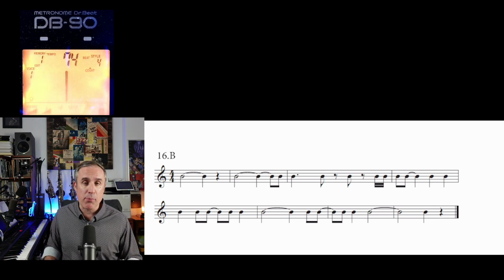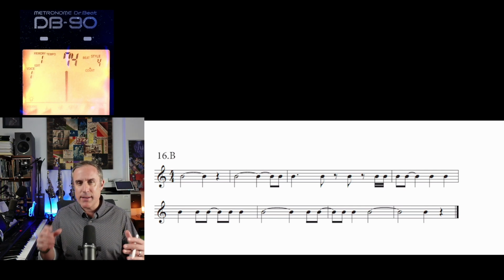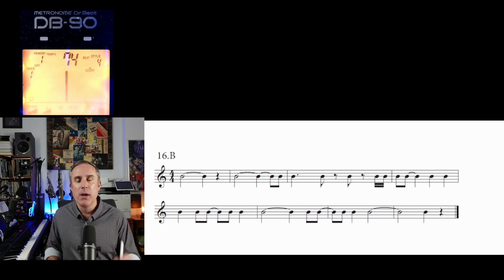I had to sneak a couple breaths in there, as you heard. There were some rests, but towards the end on that second line, I had to sneak some breaths in while trying my best to maintain the integrity of the rhythms. Okay, we performed. We vocalized 16B with a metronome. You know what the next step is. Let's go find the MP3 for 16B.